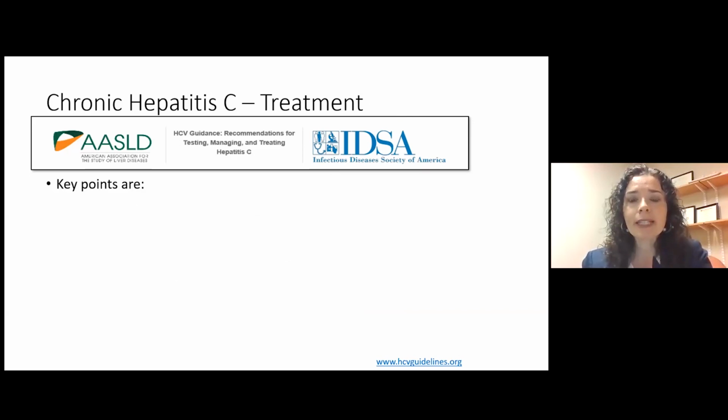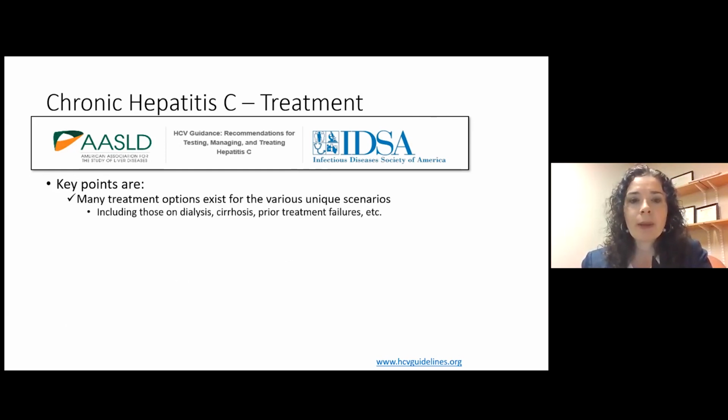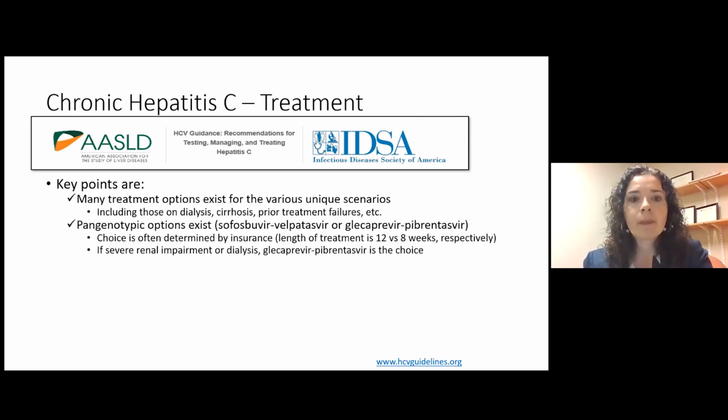In chronic hepatitis C, again, I reference the HCV guidelines. Key points that I want to highlight are that there are many treatment options that exist for a variety of unique scenarios, including dialysis, patients with cirrhosis, those who have had prior treatment and who did not succeed in attaining SVR, etc. There are pan-genotypic options, meaning you can use one drug to treat any genotype, and those to highlight are sofosbuvir, velpatasvir, or glecaprevir and pibrentasvir.